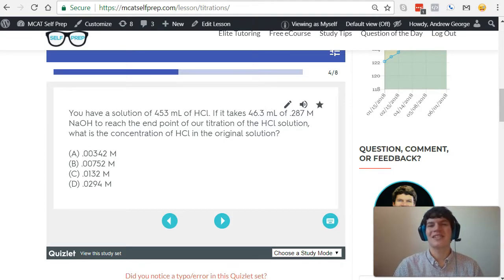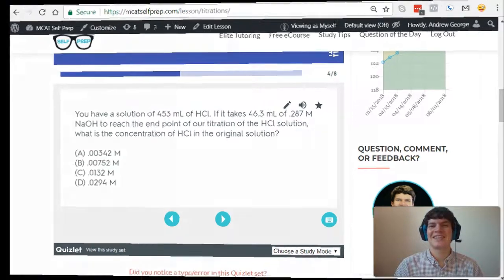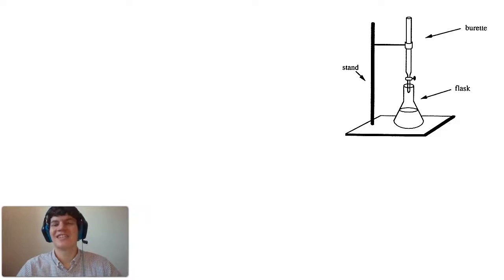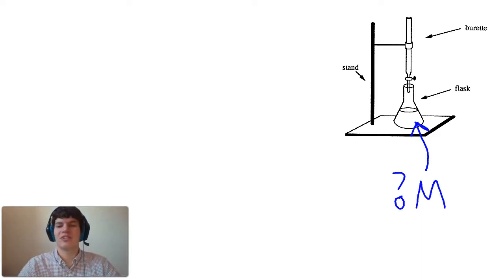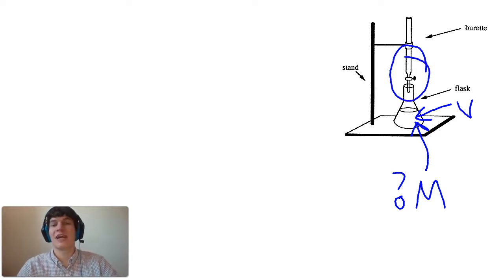Be sure to hit pause and try this practice problem for yourself before watching my explanation. Before we jump into the calculations, let's talk about the purpose of a titration. The purpose of a titration is to calculate the unknown molarity of this solution in the flask. We do this using the information we do know about the volume of that solution as well as the information we have about the burette.